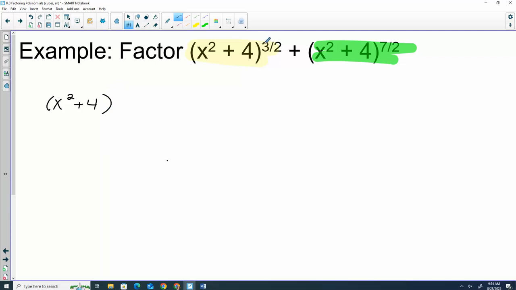When we're taking out a GCF, we have to look for the smaller exponent. So what exponent is smaller? 3 halves or 7 halves? So if you take that out, if you take out the whole thing, what do we put? What's anything divided by itself? 1. All right, when I took it out of this one, that's like subtracting your exponents. What's 7 halves minus 3 halves? 2.